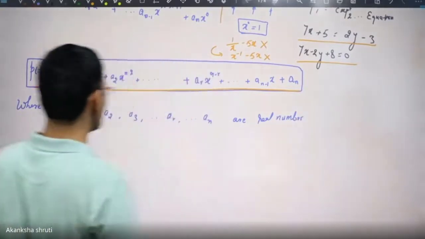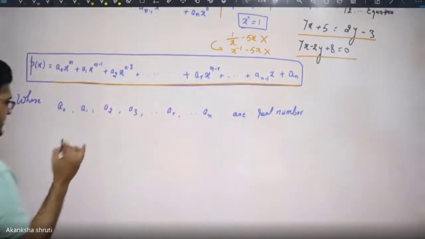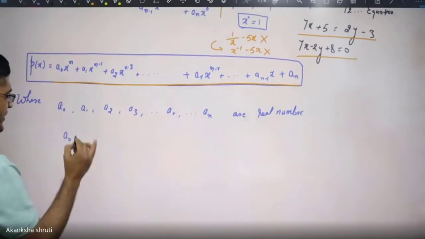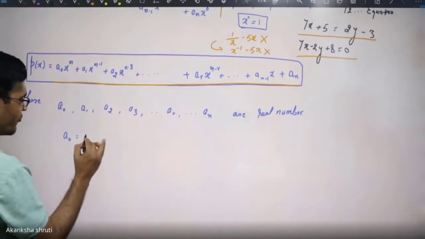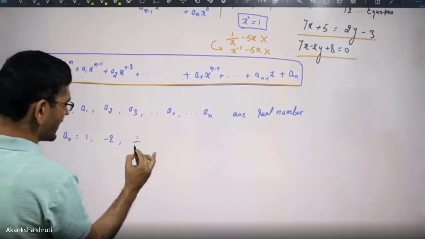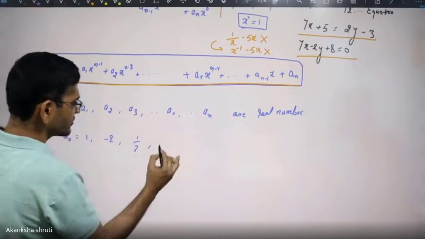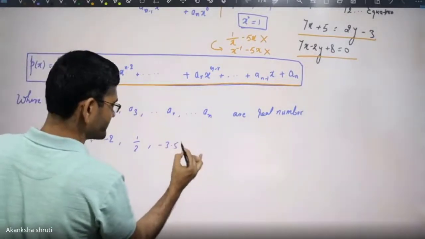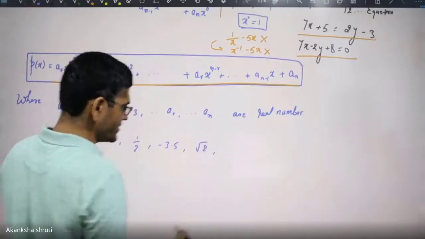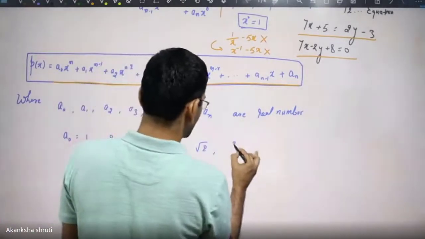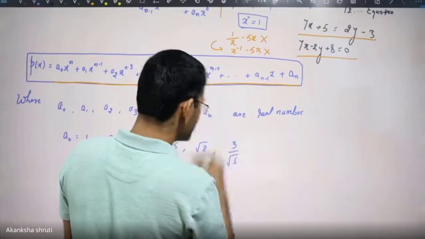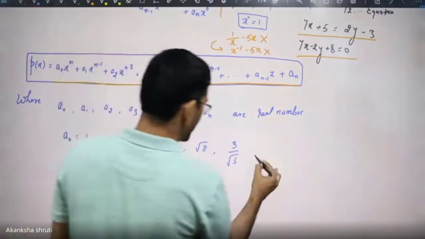Real number means what, student? What could be the possible value of a1 or a0 if I am considering? It can be 1, true; minus 2, true; 1 by 2, true; minus 3.5, exactly possible; root 2, possible; 3 by under root 5, yes. All these are the possible values.